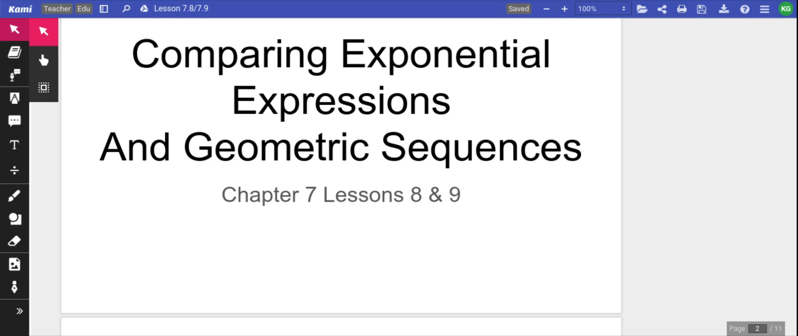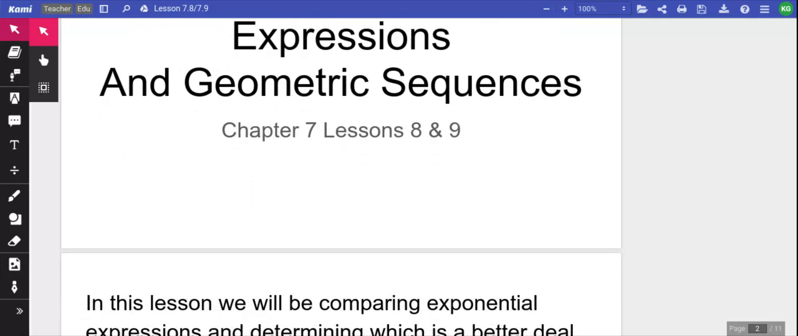Okay, today we're going to be doing lessons 7 and 8 for chapter 7 together, or lessons 8 and 9. So lesson 8 is going to be comparing exponential expressions, and lesson 9 is going to be about geometric sequences.